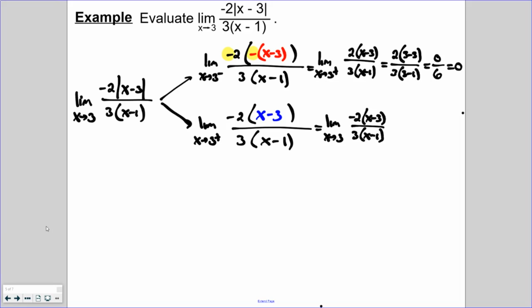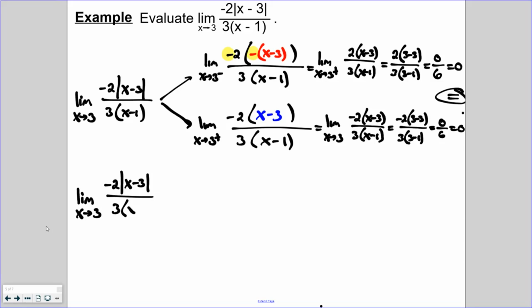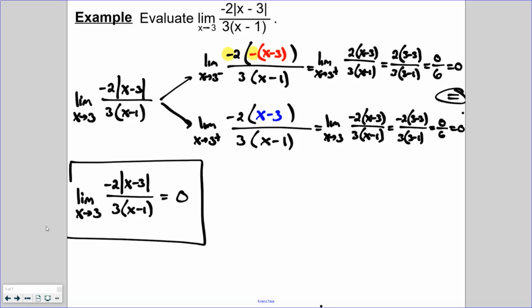All right, looking at the right side limit, we're going to get negative 2 times 3 minus 3 all over 3 times 3 minus 1. And we're going to end up with 0 over 6 again, or 0. So in this particular case, the limit from the right does equal the limit from the left, and they both meet at 0. So therefore, the limit as x approaches 3 of negative 2 times the absolute value of x minus 3 all over 3 times the quantity x minus 1 is going to equal 0, because in this case, the two-sided limit does exist, and it exists where the one-sided limits meet at 0.